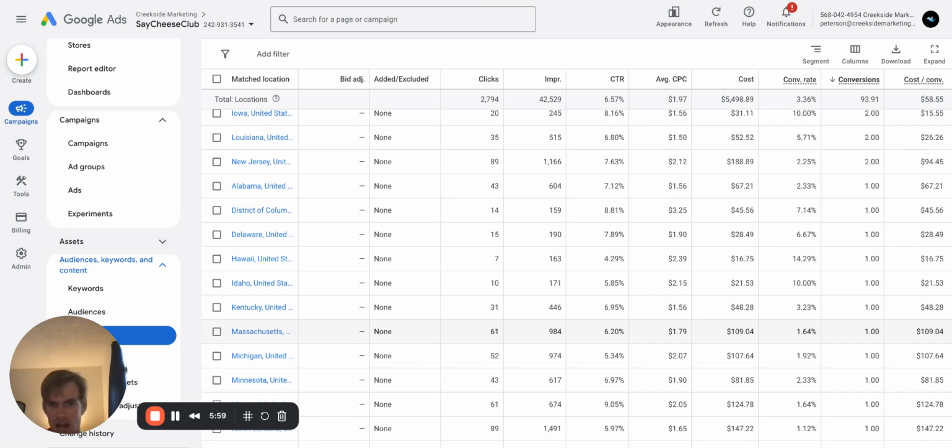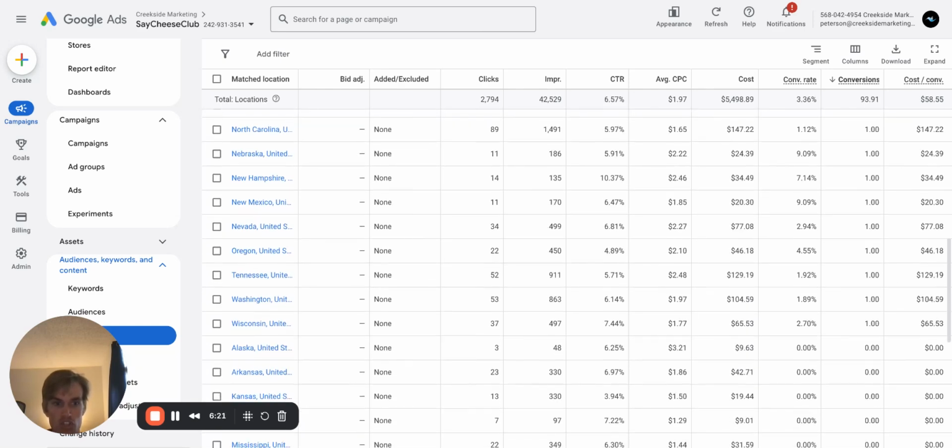Cost per conversion, not super great, but this is why we go back out and we look at the overall picture, because this actually may be a state that we're not really ready to exclude just yet. Yes, the cost per conversion is not where we want it to be, but also it's only expected to have gotten 3 conversions so far in an ideal scenario. So the fact that it's even got some traction is actually a good sign.